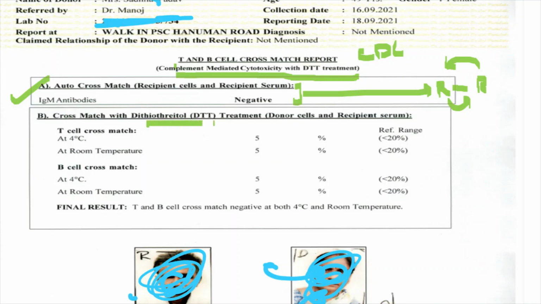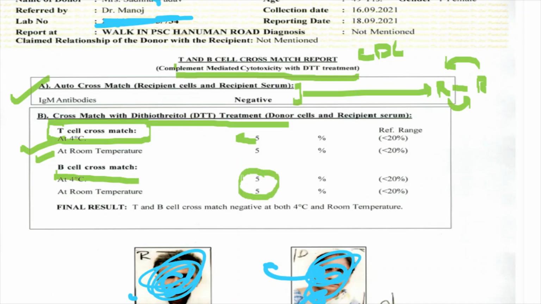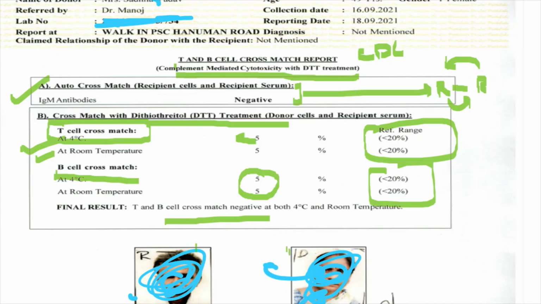Then coming to the cross match with the DTT, they do it at room temperature and at 4 degrees. First T cell cross match. What happened? Less than 5% lysis. Around 5% of cells are lysed. So that means for HLA class 1 there is no antibody. B cell cross match at 4 degrees and at room temperature, only 5% of cells lysed. The reference range they have given is 20% lysis. So 20% lysis of the cells has not occurred. So the T and B cell cross match for this donor to the recipient is negative.